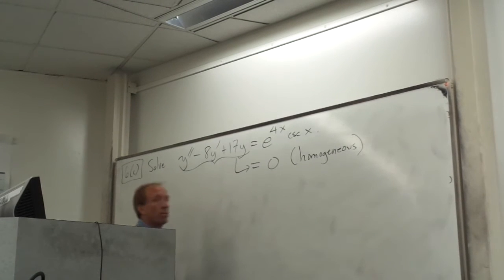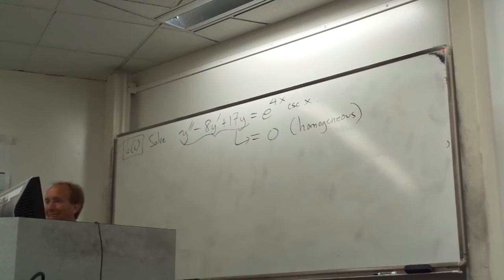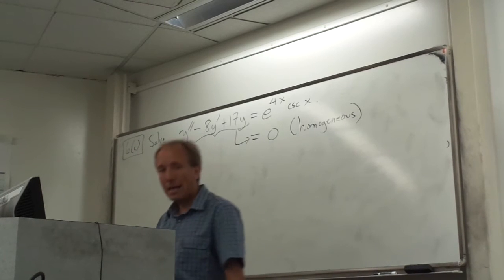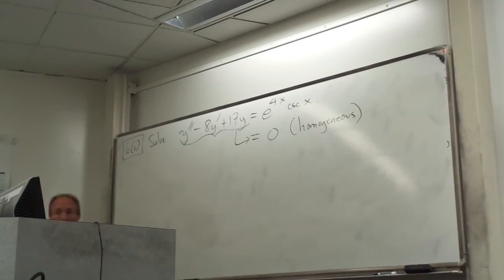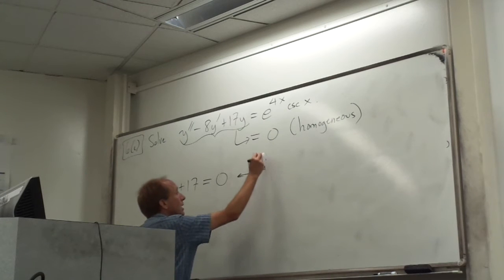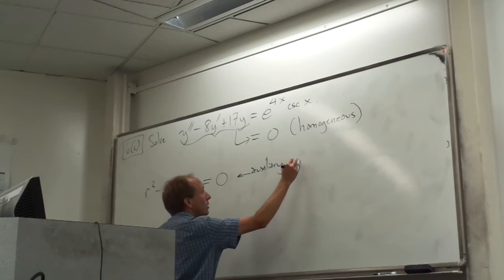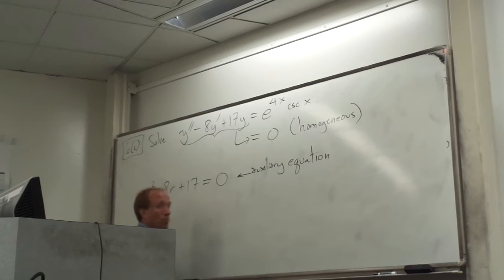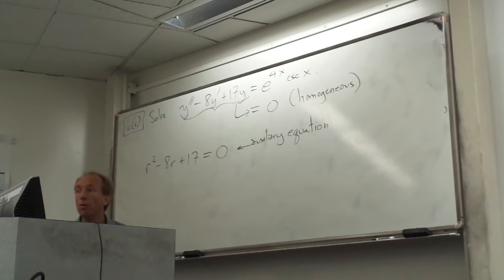And how do I solve the corresponding homogeneous equation? Right, I need the auxiliary equation. And what would be the auxiliary equation for this problem? R squared minus 8r plus 17 is equal to 0. That's the auxiliary equation. It's just a quadratic. Anything quadratic, of course, we can always solve. We can solve this one by using the quadratic formula if we need to. 17 is not a very nice round number, so chances are I'm going to need to use the quadratic formula here.